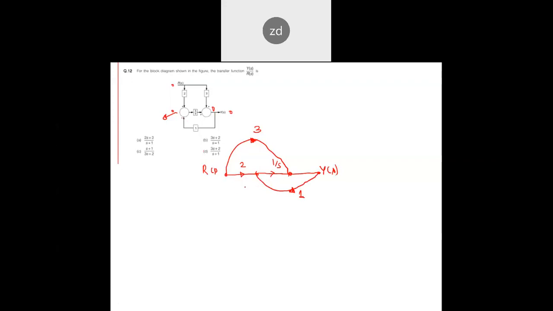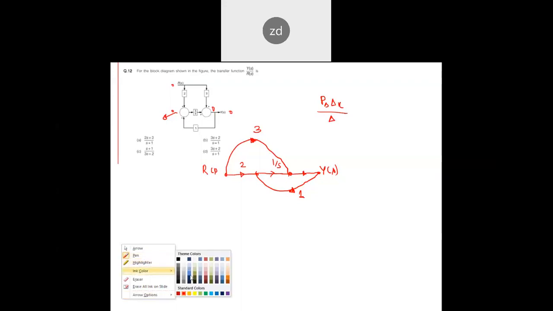Now it's in my signal flow graph. If I look at this graph and apply Mason's gain formula, which I've already taught you, what does Mason's gain formula state? Sum of Pk del k by del. How many forward paths does it have? Let's see. This is one forward path, and another forward path is this. So we have two forward paths.